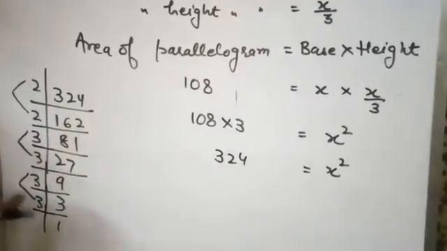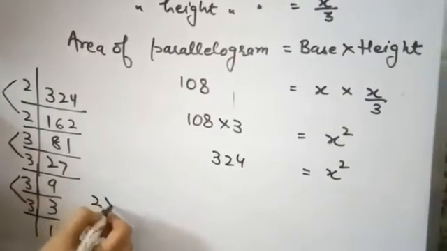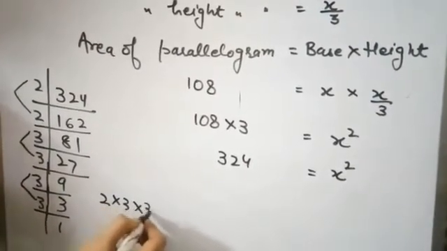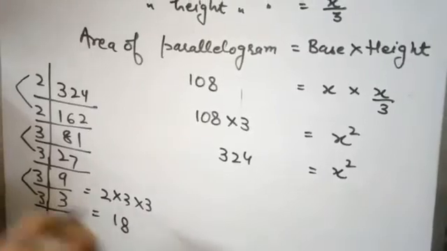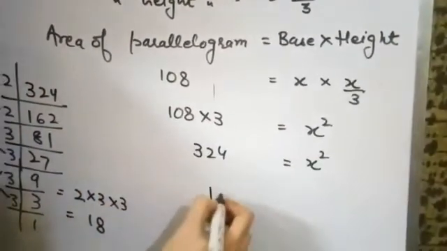All the numbers are in groups. Take one number from each group: 2 from the second group, 3 from the third group, 3. 2 3s are 6, 3 6s are 18. In this way you can find the square root of any number, like square root of 18 square.